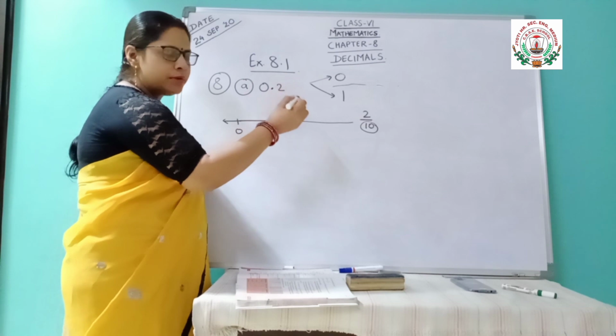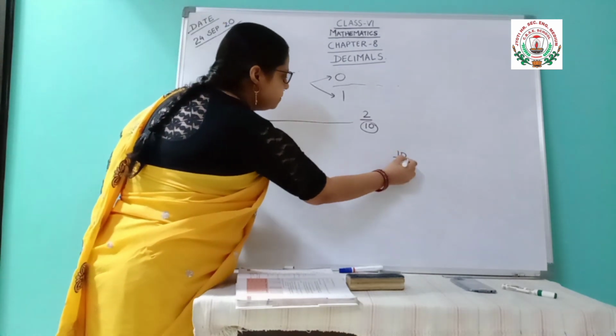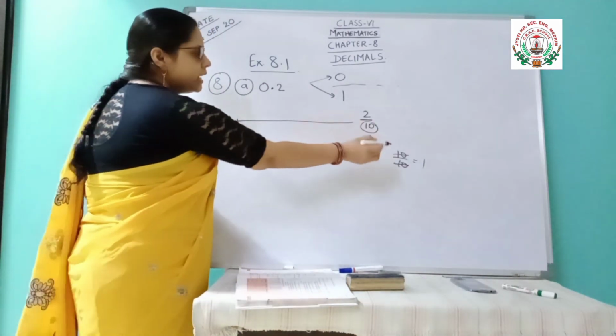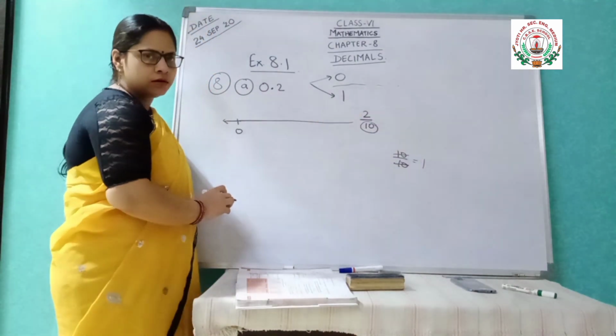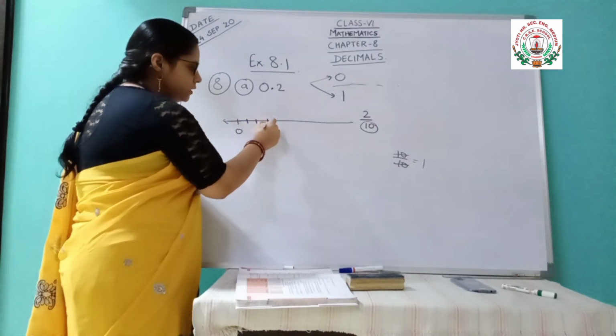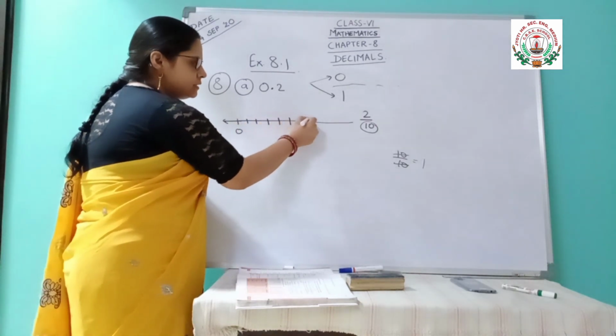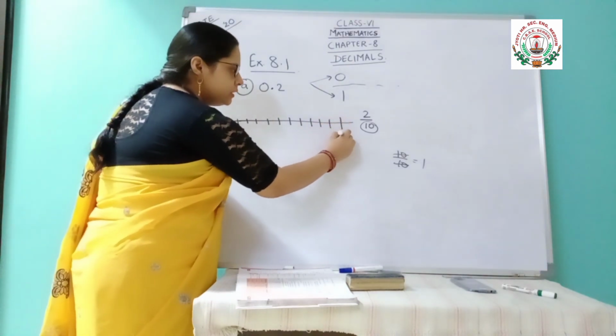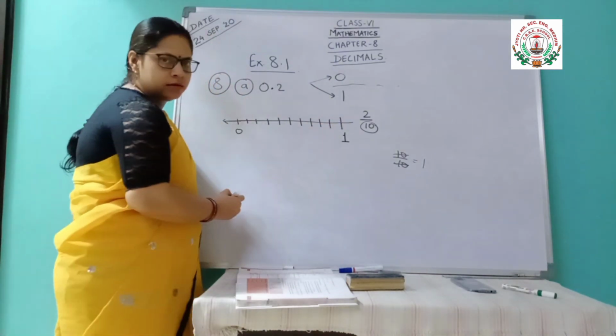Means the last marking will be 10 by 10. 10 by 10, when you cancel, is equal to 1. So that 10th marking will be 1. So this is 1, 2, 3, 4, 5, 6, 7, 8, 9 and 10. This is the 10th one. It is your number 1.